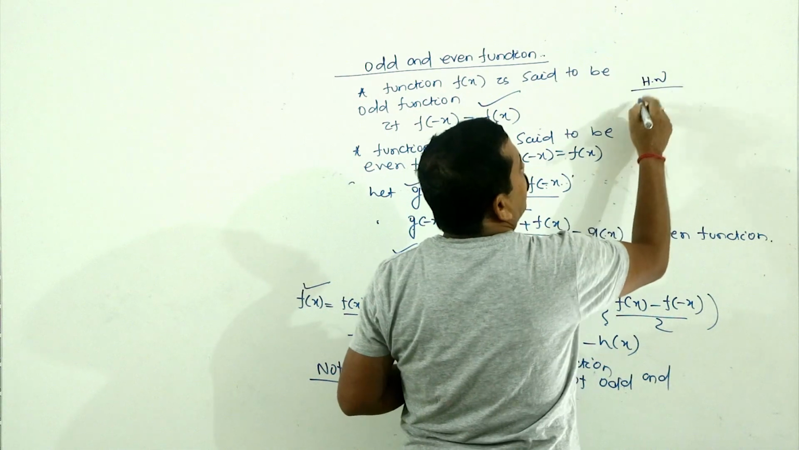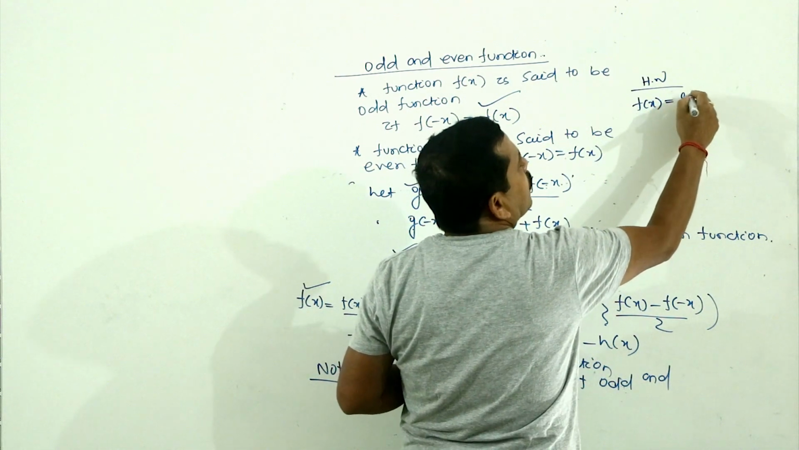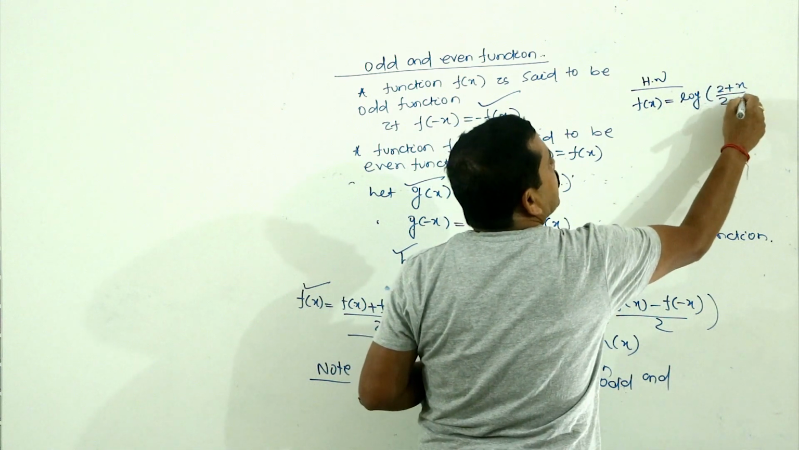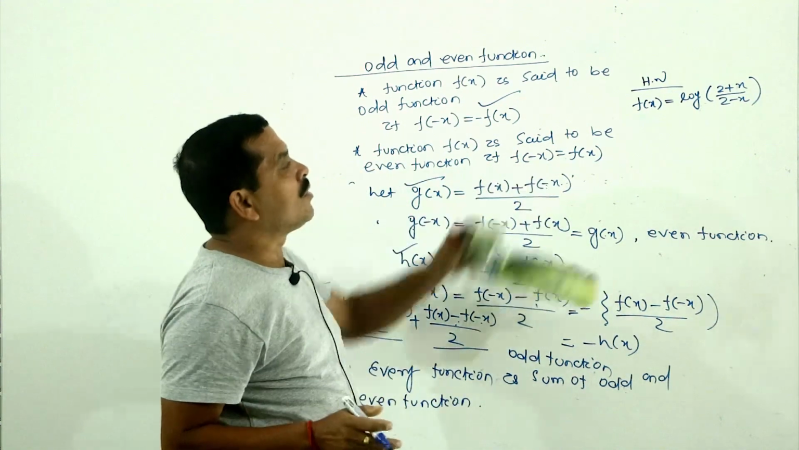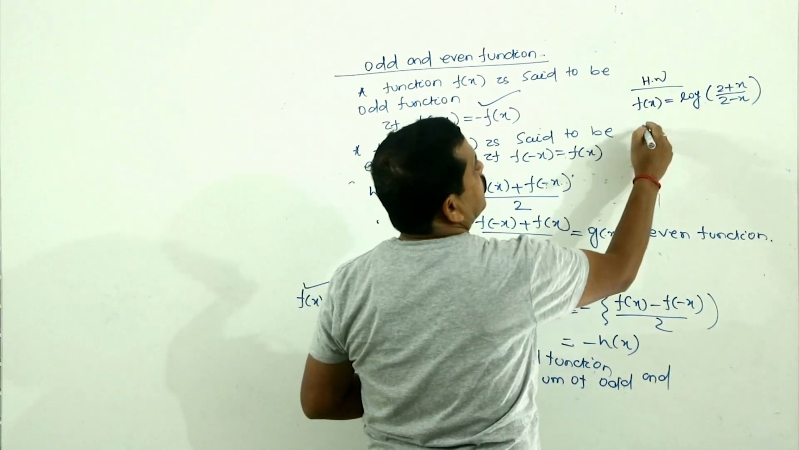You have to test whether it is even or odd. f(x) = log((2 + x)/(2 - x)). You have to check whether it is an even or odd function. This is homework for you.